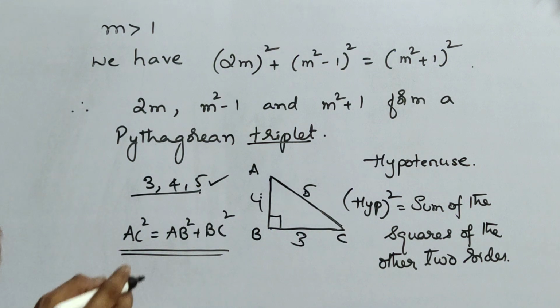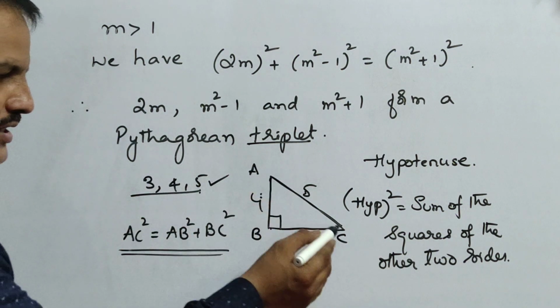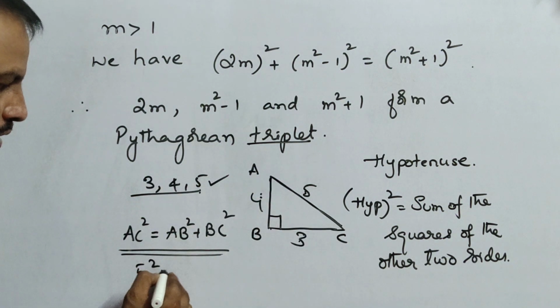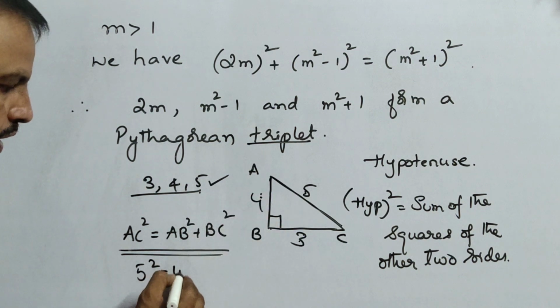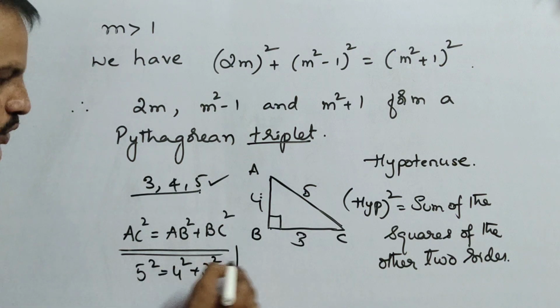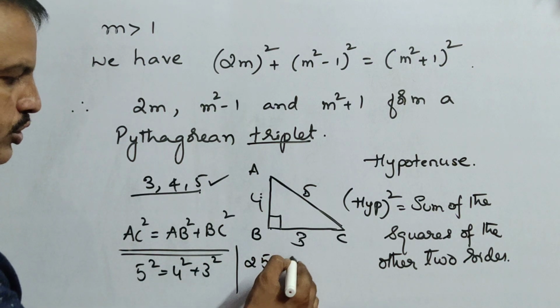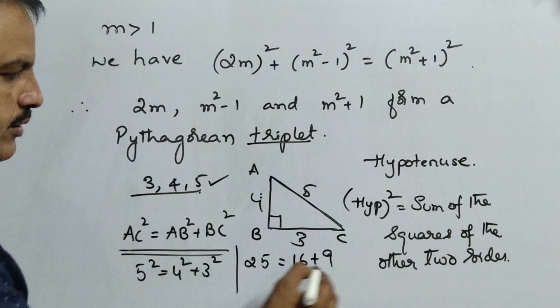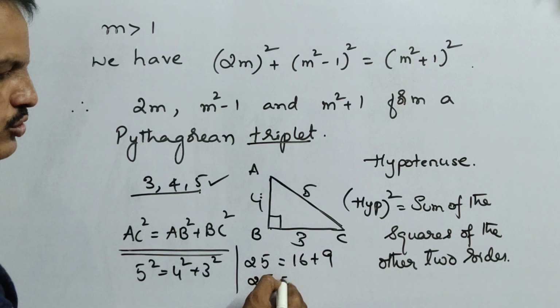As I told you, AC is 5 square, AB is 4 square, and BC is 3 square. That means 5 square is 25, 4 square is 16, and 3 square is 9. That means 25 equals 25.